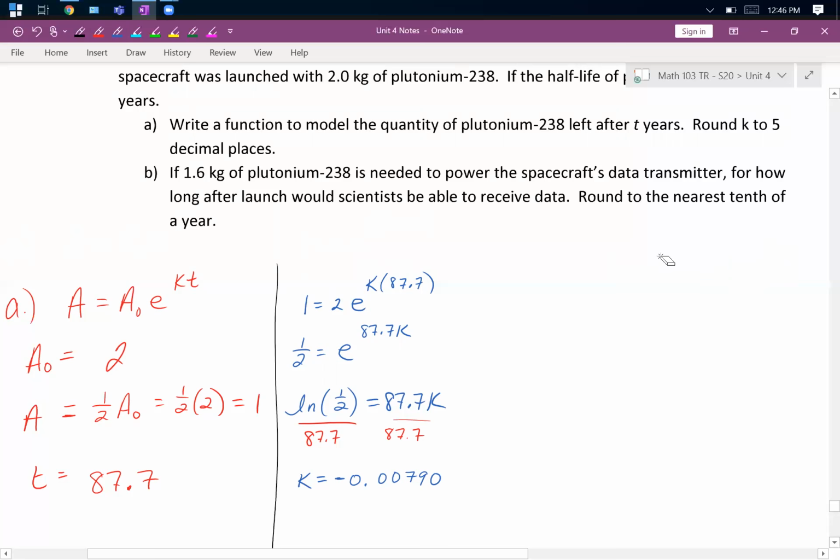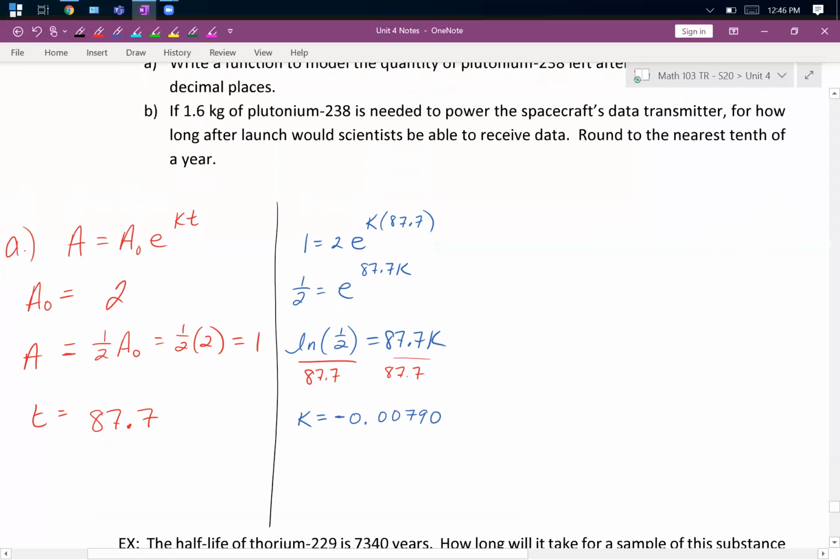I would encourage you to try to do all of these decimals in your calculator as we're going so that you don't end up not being able to use your calculator on the test. All right, we found our k value, but now we actually have to write the equation that we're going to be using, the one that models this.